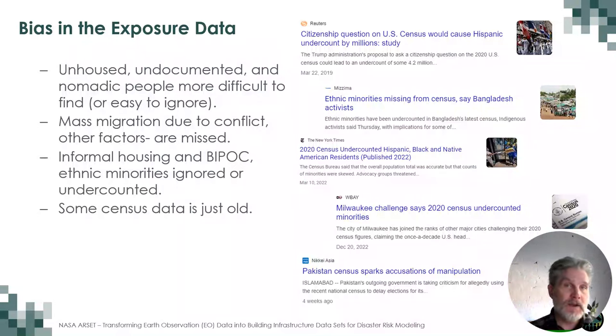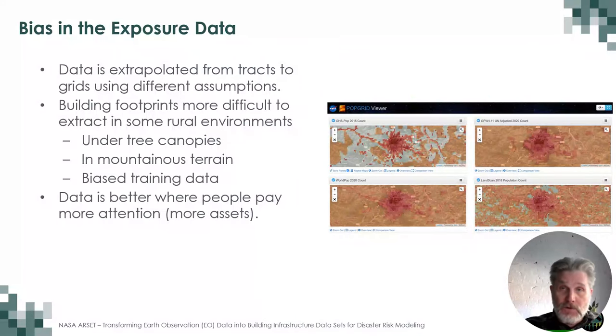Informal housing, Black, Indigenous, people of color, and ethnic minorities are ignored or undercounted. We touched on this before, but that cascades throughout the data sets. And then some census data is just old, right? Sometimes it's not every 10 years, this is in the US, or there's been a lot of change in a country, and that doesn't get reflected in the hazard data set. So that bias can reflect against folks that are socially vulnerable or in a position of need. So, just the bias in the exposure data process itself.